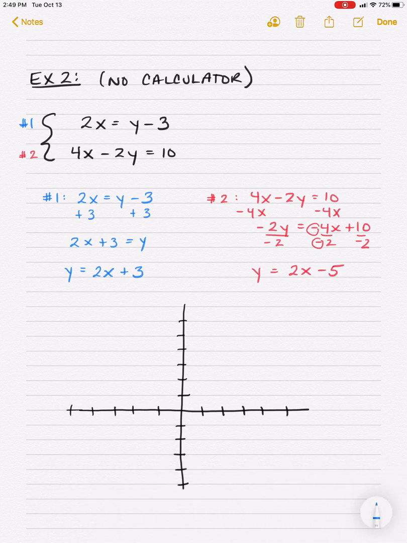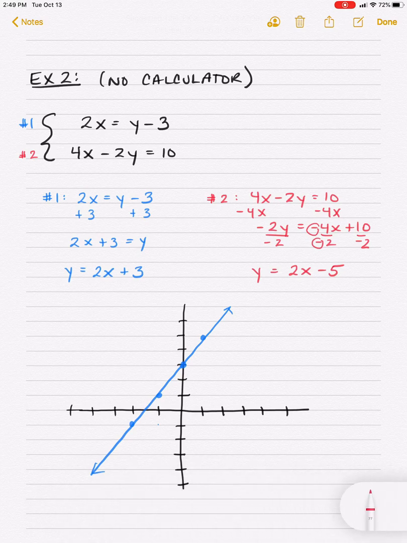So let's graph our first line, the blue one. We start with our y-intercept of 3, and our slope is going to go up 2 and to the right 1. Now we can also reverse this and move down 2 units and to the left 1. That will also make our slope a positive 2. When you feel like you have enough points there, definitely get at least 3 or 4. Let's go ahead and graph this line.